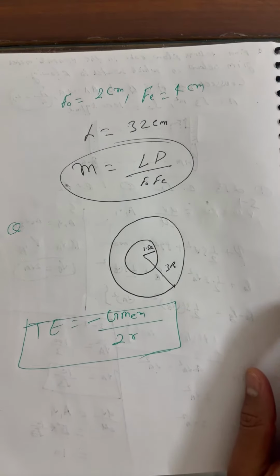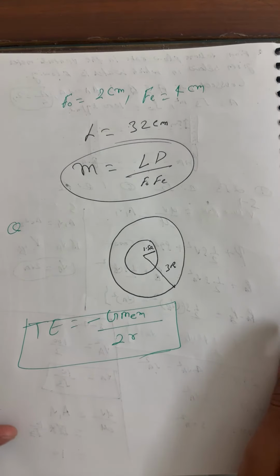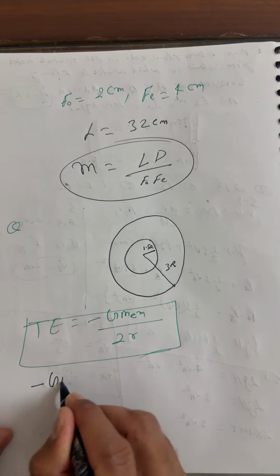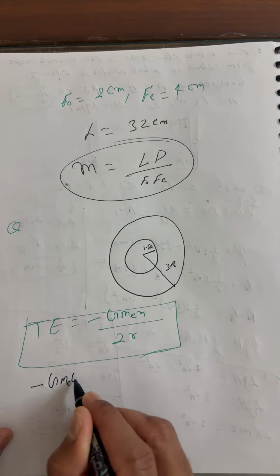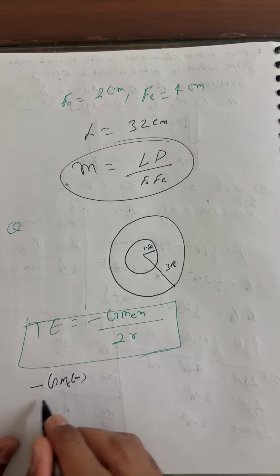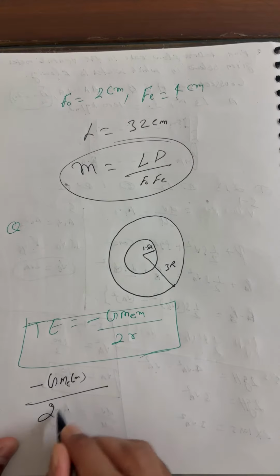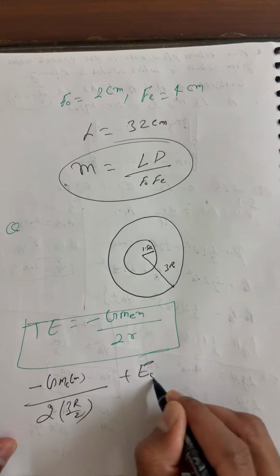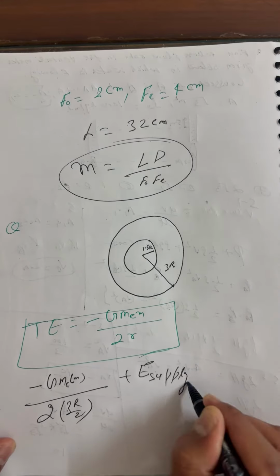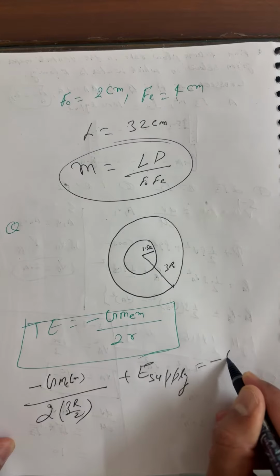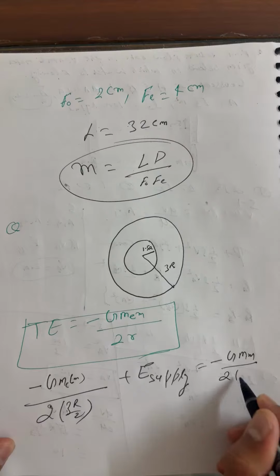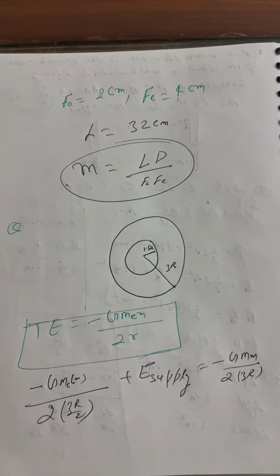So again, you can apply it. That is a formula I gave multiple times in the classroom. Minus G m into M, the mass of Earth, Earth we are considering as a planet, upon twice into 3R by 2, plus the energy supply we have to find is equal to minus G capital M small m upon twice of 3R. So finally, you can solve further here.